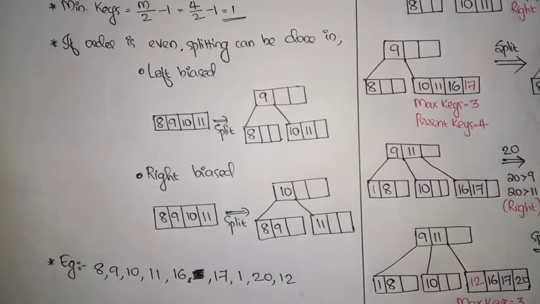So first of all, let's take an example problem. Here I have considered so many keys. I have to insert these keys into a B tree of order 4. So let's see how we can do this problem in a simple manner.